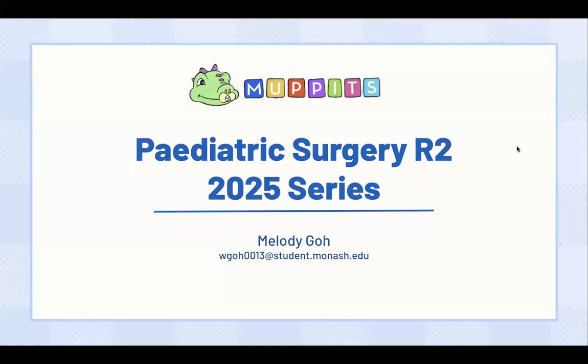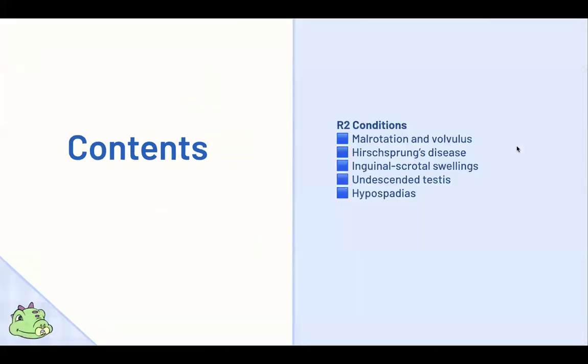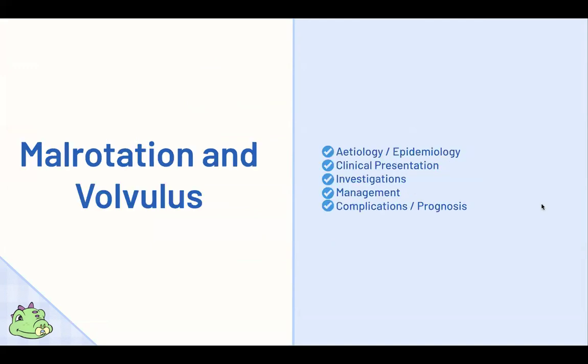Hi guys, today we are going through the pediatric surgery R2 conditions. So there are five of them. The first three are the main ones, and then the last two I'll just go over quite briefly. But the first three are the ones you probably need to know a bit more about. So first we'll start with malrotation and volvulus.